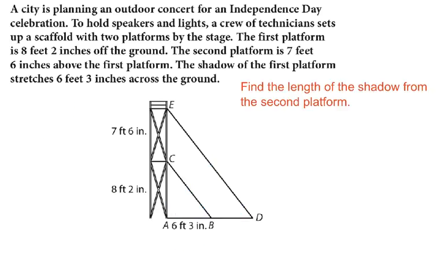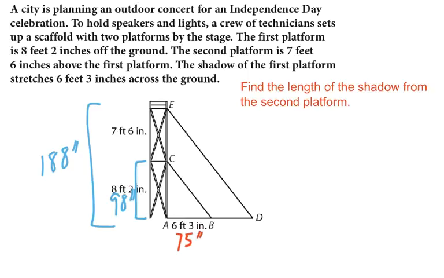Now we want to be able to find the length of the shadow from the second platform. Well, again, remember I told you that the entire thing was 188 inches. You can rewind to figure that out or to see that again. And the height of this first platform here was 98 inches. And then this first shadow is 75 inches. So there's all the information I need. Then we're trying to find this distance here, this shadow, all the way from A to D.